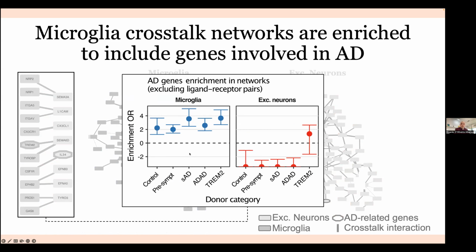And we test this statistically, and we see a very clear enrichment of these AD genes in the microglia side of the network, no matter which subset of the data we're using to reconstruct the networks. But on the other hand, we don't see enrichment for these AD genes in neurons.